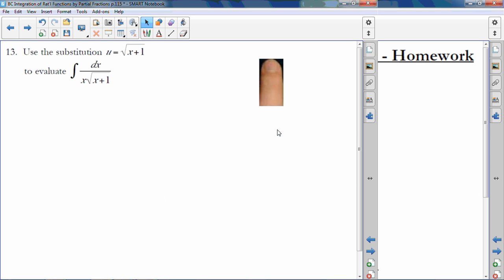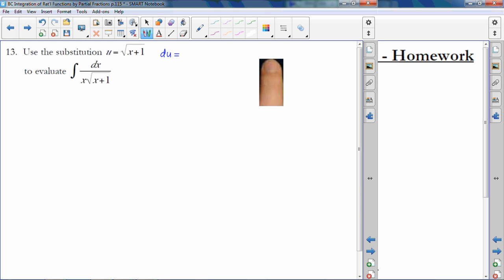All right, so on 13, it says use the u substitution, u equals the square root of x plus 1, to evaluate the integral of dx over x square root of x plus 1. Okay, so what we should do here is I'm going to go ahead and find out what du is.